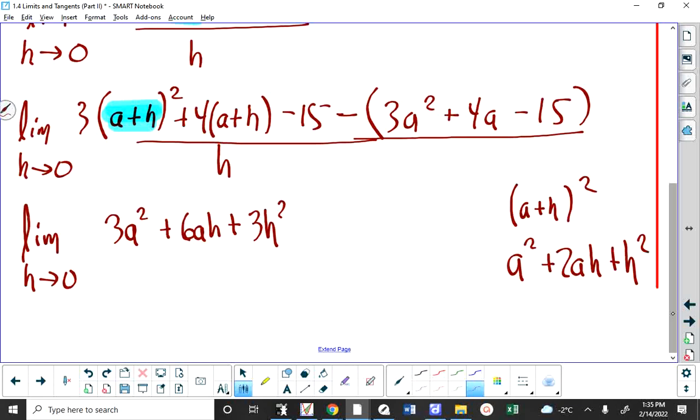So we'll double check this. a plus h squared is a squared plus 2ah plus h squared. Would you agree? Because it's a plus h times a plus h. I multiply each of these terms by 3 to get those 3 terms. Then I have plus 4a plus 4h minus 15.